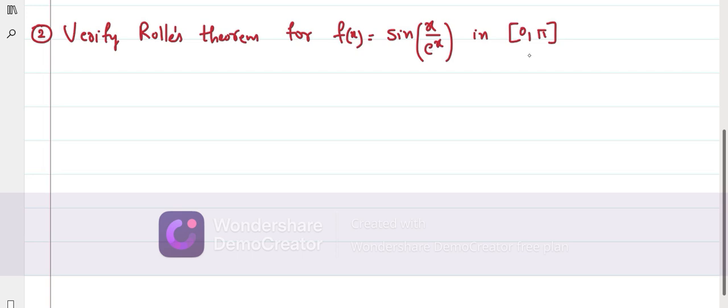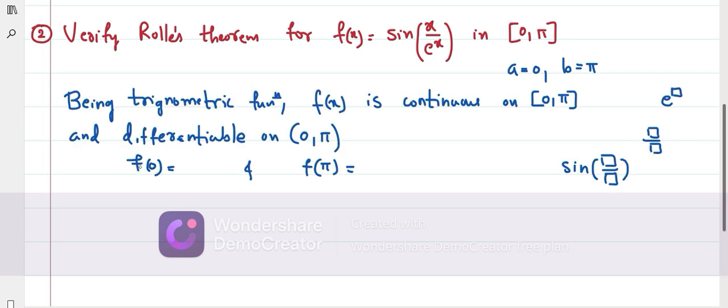in the interval [0, π]. And here what is your a? a = 0, and what is your b? b = π, right? So being a trigonometric function, I can say that sin(x) / e^x is continuous as well as differentiable. f(0) is 0.